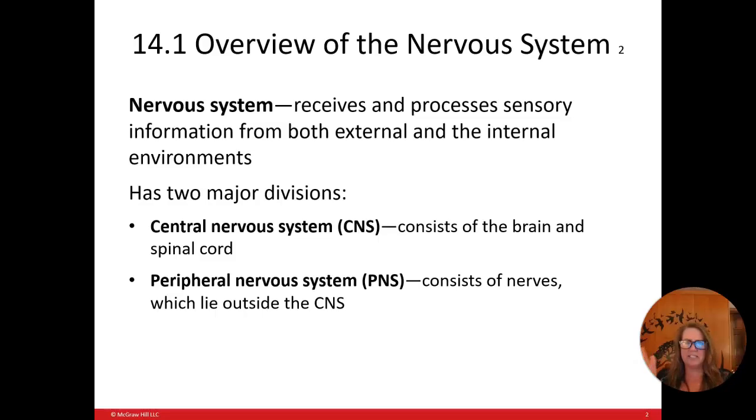The two major divisions: the central nervous system, which is going to remind you of the axial skeleton. The central nervous system is the brain and spinal cord, so it's this main axis. And the peripheral nervous system lies outside of the central nervous system. So those are our nerves, and receptors that are involved in sensing from your external and internal environments. So central nervous system, peripheral nervous system, and they communicate with one another.